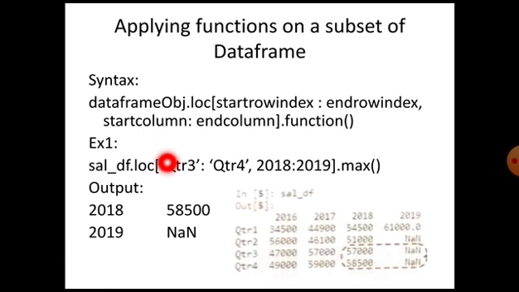First, it is going to extract the highlighted portion, which is specified here with a dashed line: 2018 qtr3 qtr4, 2019 qtr3 and qtr4. So 2018 has two data values, 57,000 and 58,500. Which one is maximum? 58,500. Here the output is 58,500. And for the column 2019 we have NA values for qtr3 and qtr4. So the maximum value is nothing, so NaN is the answer here.